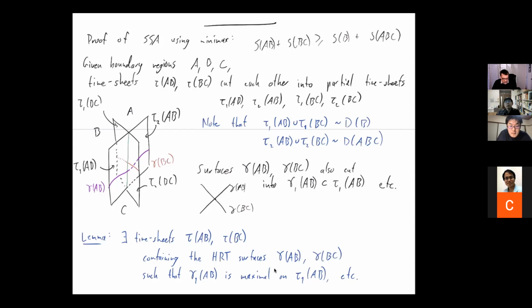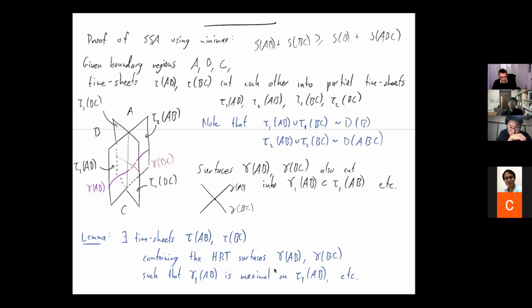So you can choose the timesheets. You can make use of your freedom to choose the timesheets with the property that the partial surface, look at this partial surface, is maximal on its partial timesheet, okay? And that this partial surface is maximal on its partial timesheet and so on. Because basically, let me just say this again, if I change my BC timesheet, then I am changing how the AB surface gets cut into two pieces. And my claim is that you can choose that BC timesheet such that not only is this AB surface, of course, maximal on the AB timesheet because it's the minimax surface, but a stronger condition that this partial surface is maximal on this partial timesheet. And the other one also, all four of them.